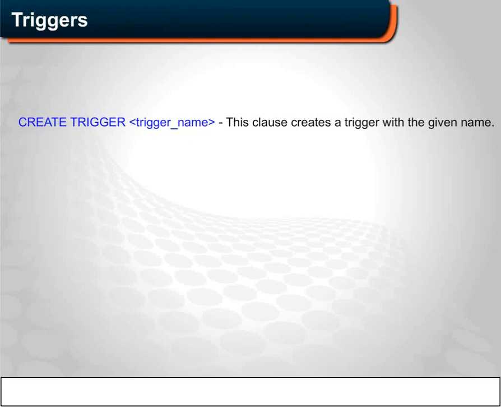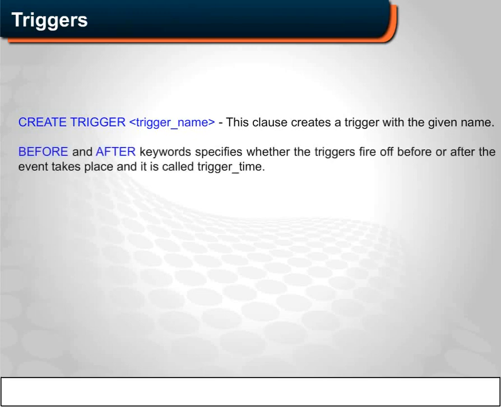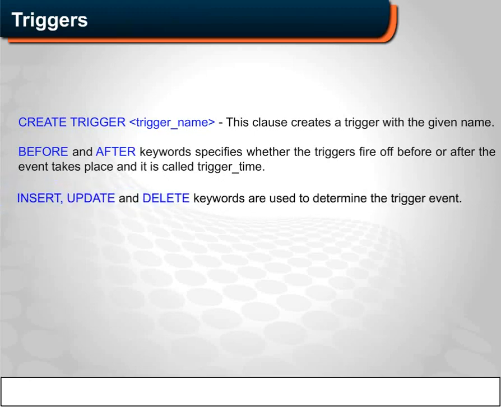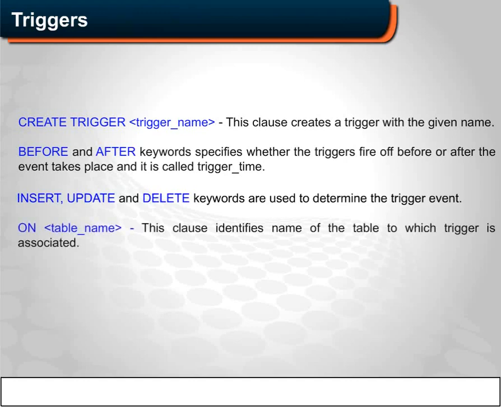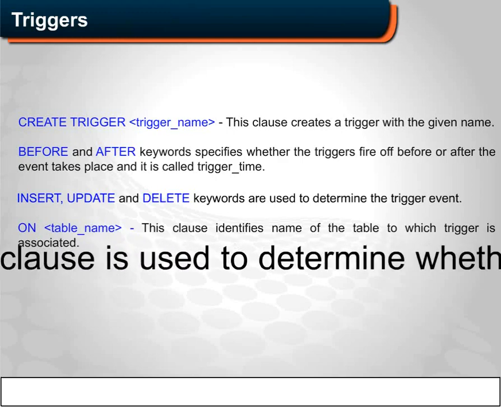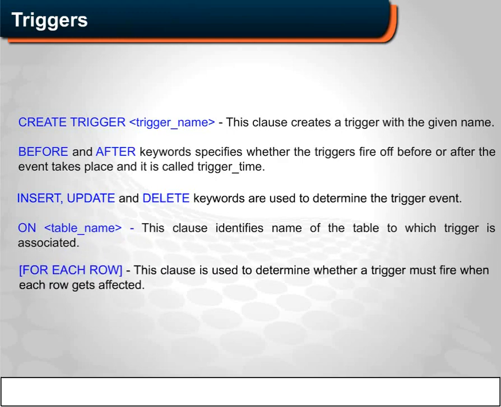Create trigger, trigger name. This clause creates a trigger with a given name. Before and after keywords specify whether the trigger fires before or after the event takes place and it is called trigger time. Insert, update and delete keywords are used to determine the trigger event. On table name, this clause identifies the name of the table to which the trigger is associated. For each row, this clause is used to determine whether a trigger must fire when each row gets affected.